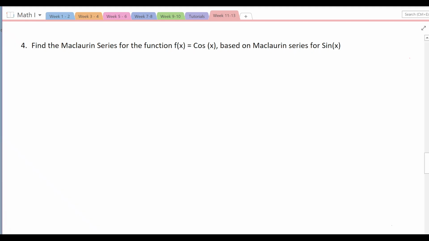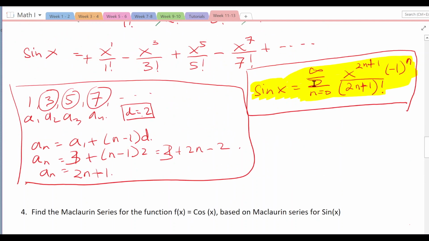Okay, let's try to do another one. Find the Maclaurin series for f of x equals cos x. In other words, finding the Maclaurin series of cos x based on the Maclaurin series of sin x. So we've done the Maclaurin series for sin x, it is that one. This is the Maclaurin series expansion of sin x, and then this is the power series expression, if you like.